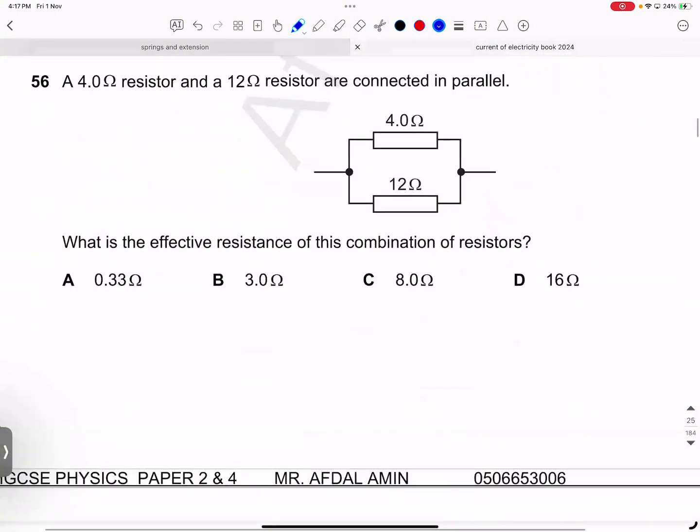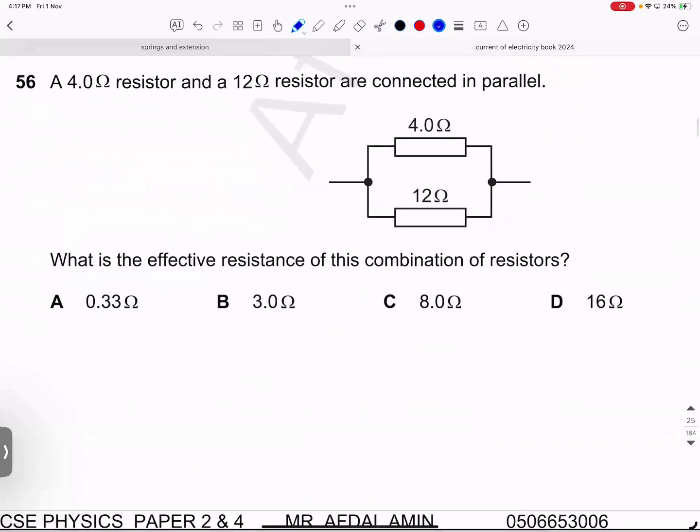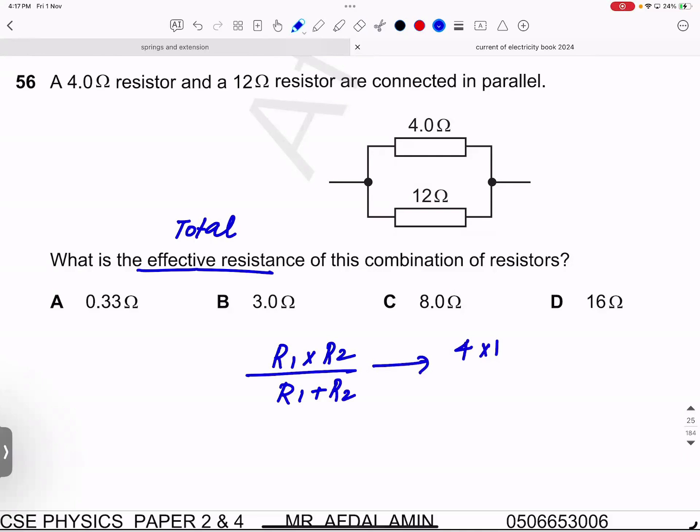Question number 56. Two resistors are connected in parallel, 4 ohms and 12 ohms. Effective resistance is also called combined resistance. Total resistance in parallel, you can do R1 times R2 over R1 plus R2, which is 4 times 12 over 4 plus 12, which is 48 over 16, 3 ohms.